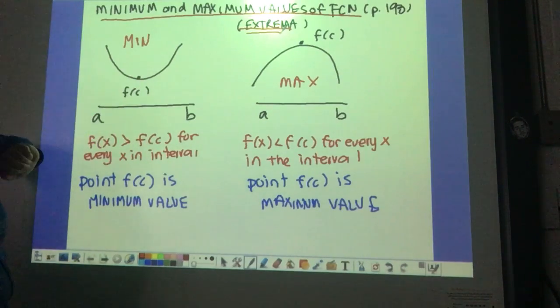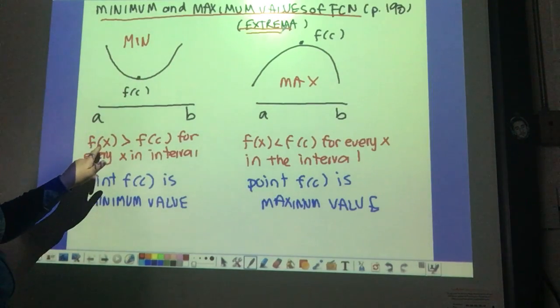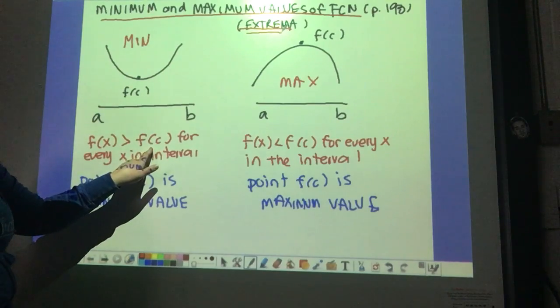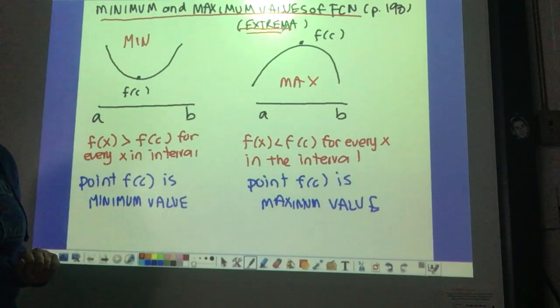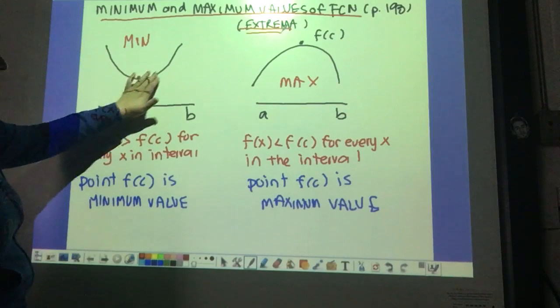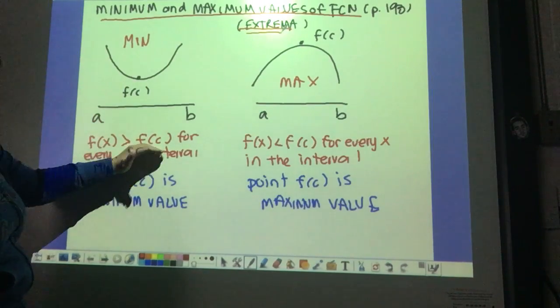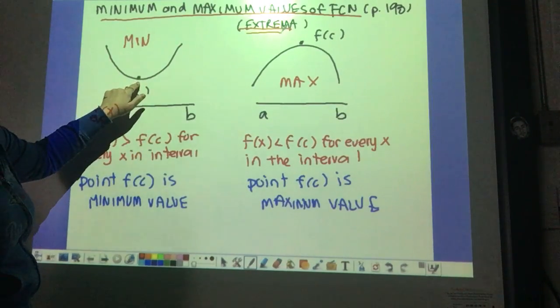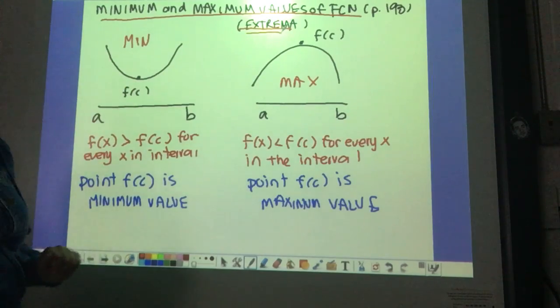So how do we define that that's a min? Well, we say if f of x is greater than f of c for every value, then that point will be a minimum. That makes sense, right? This is the lowest point. Every other value on that function, every f of x will be greater than that value. This is the lowest point you will have on the graph. That makes f of c a minimum.